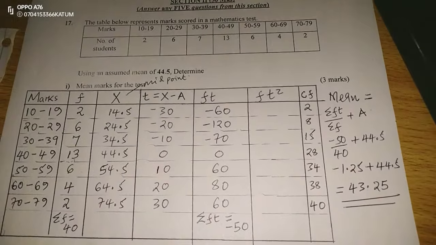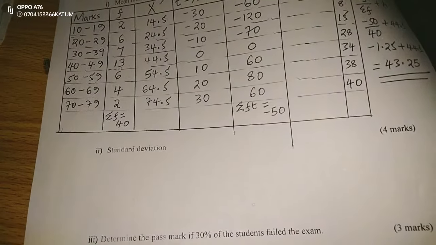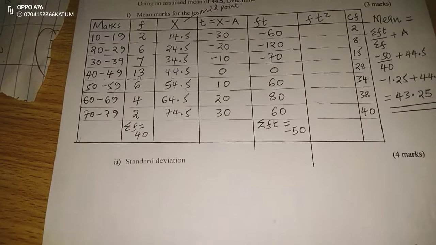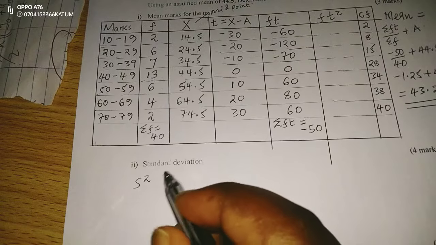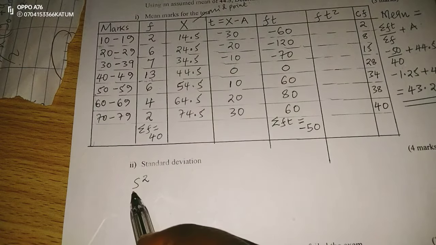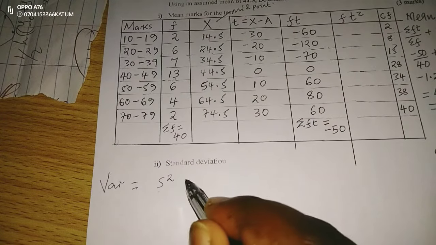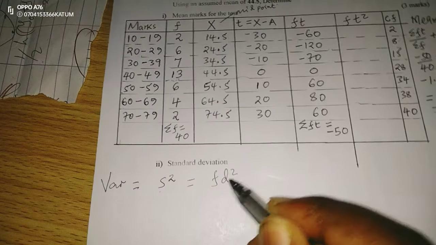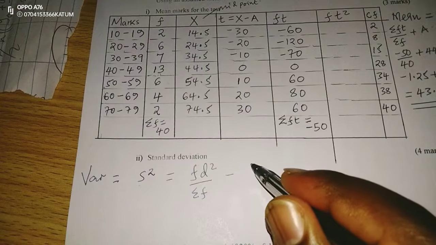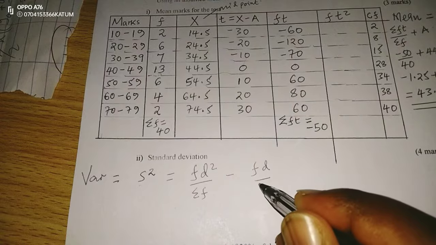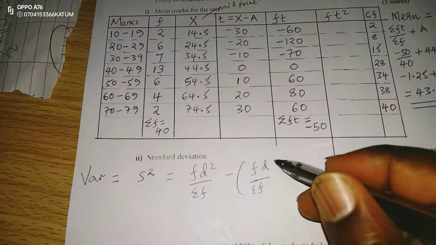So that is the exact mean for these marks. Next, we are told to find the standard deviation. Standard deviation is the square root of the variance, abbreviated as S squared, so for me to get the standard deviation I'll need the variance first. Variance, which is S squared, is usually given by the summation of f d squared divided by the summation of f, then I subtract the summation of f d over the total f, and we square this part.